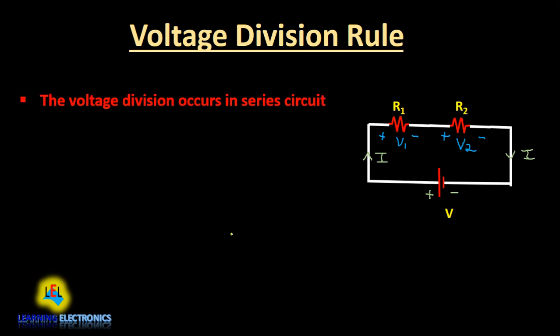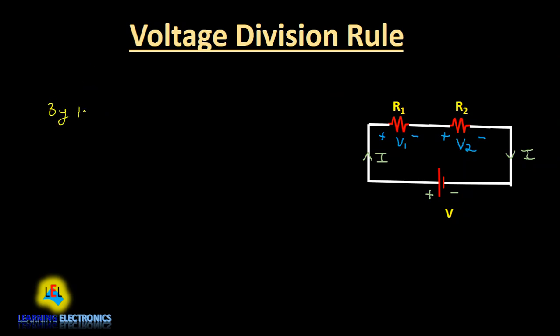As I have told you, the voltage division occurs in a series circuit. So wherever the voltage division occurs, the voltage division rule can be applied. So let us prove the equations which we have derived by the voltage division rule for V1 and V2 from this circuit diagram. So we apply KVL, Kirchhoff's voltage law.